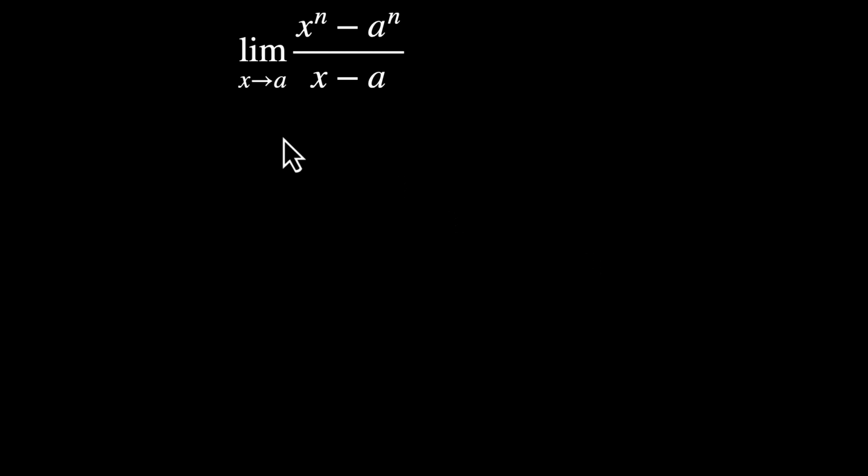In this video, we'll learn how to find the limits of this type: limit x approaching a, (x^n - a^n) / (x - a). They're easy to spot. In the numerator, you have nth powers, and in the denominator, you don't have the powers. So what's the limit? That's equal to n times a^(n-1).